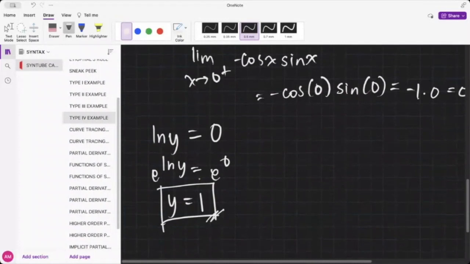That last example caps the first topic in our coverage, which is indeterminate forms.